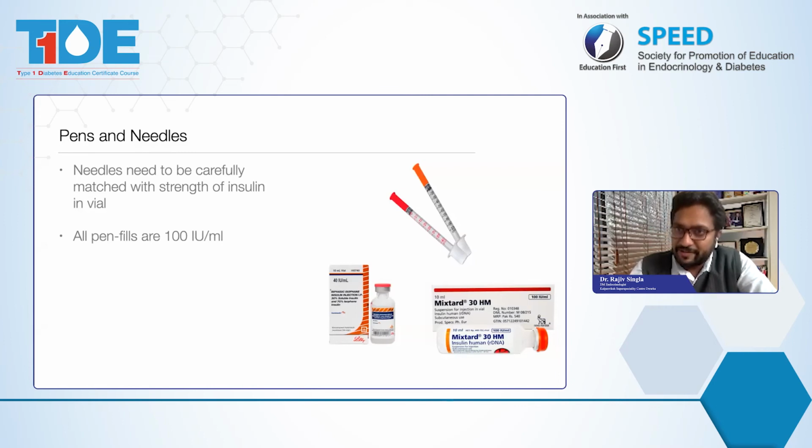Pen fills are the other devices. There are pens which are more commonly used nowadays, specifically in the urban setting, and all of them come in a uniform preparation, but they are company specific. While needles are universal, the pens are company specific. For insulin of one company, we need to use the pen of the same company. So those are the two basic differences that we need to keep in mind while we are using pens versus needles. So 40 IU and 100 IU.